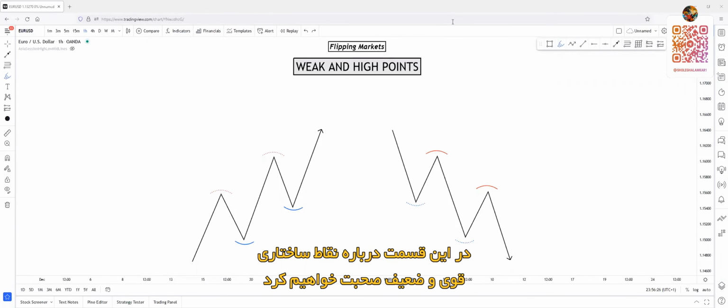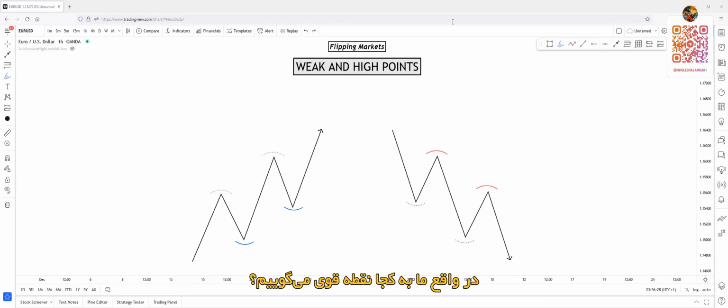We will talk about the weak and the strong structural points. So actually, what do we call a strong point? In a bullish example, if price breaks structure to the upside, it will create a strong low.